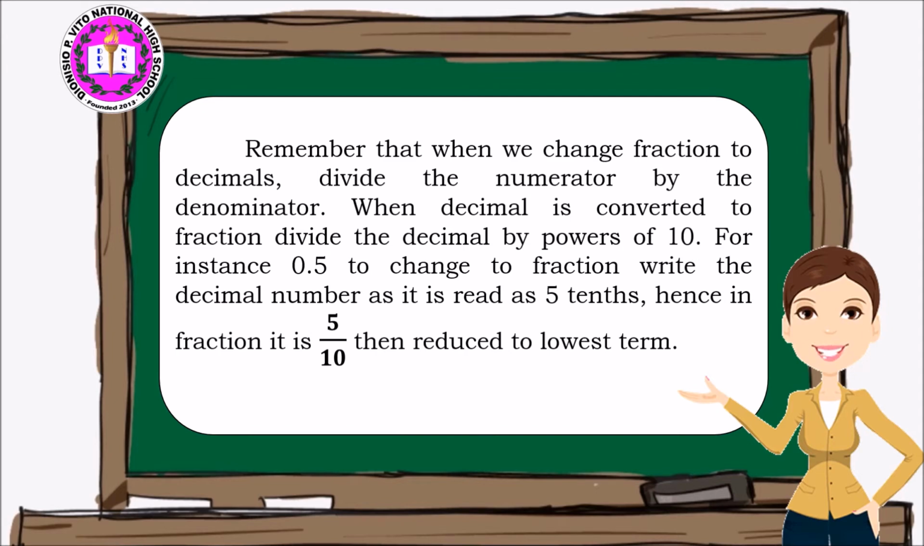Remember that when we change fractions to decimals, divide the numerator by the denominator. When a decimal is converted to a fraction, divide the decimal by powers of 10. For instance, 0.5, to change to a fraction, write the decimal number as it is read: 5/10. Hence, in fraction, it is 5/10, then reduce to the lowest term.